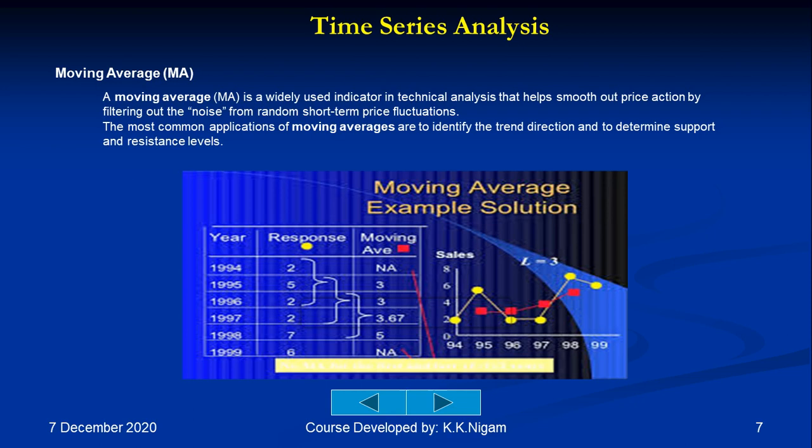Moving average. Now, a moving average is a widely used indicator in technical analysis that helps smooth out price action by filtering out the noise from random short-term price fluctuations. The most common applications of moving averages are to identify the trend direction and to determine support and resistance levels.